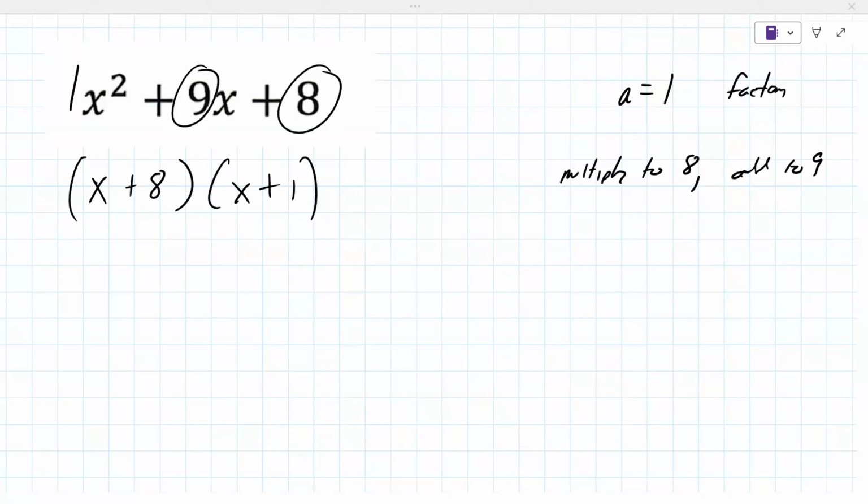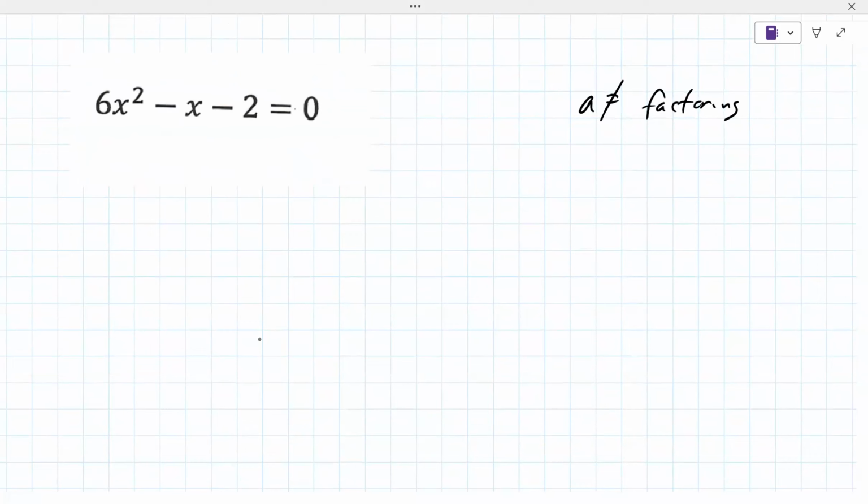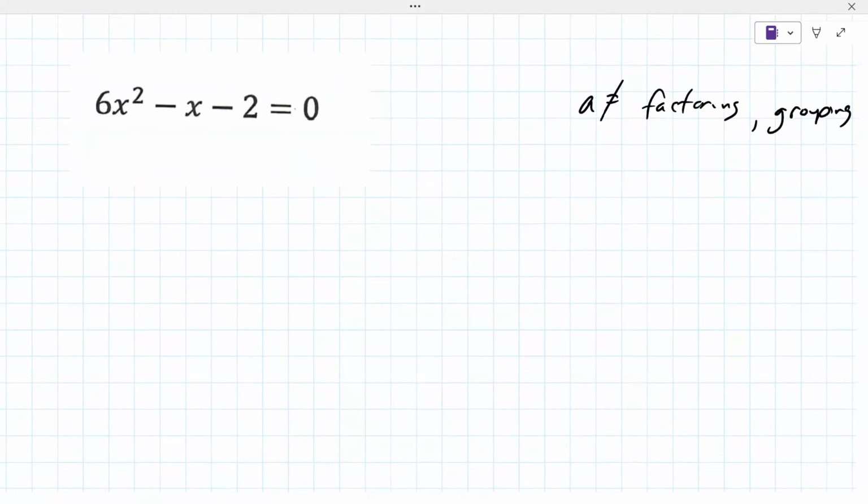So let me put that up here on screen. I call this A not equal to 1 factoring. It's also sometimes referred to as grouping because it does involve grouping. Based on what I saw in a previous problem here, it looked like you might use the guess and check approach.